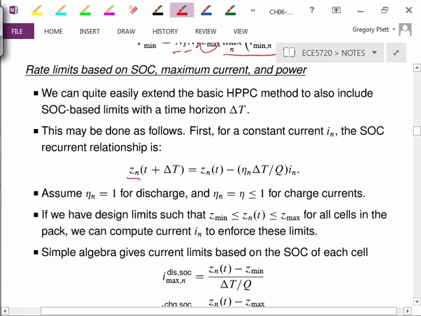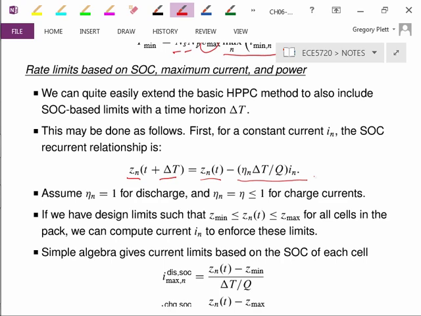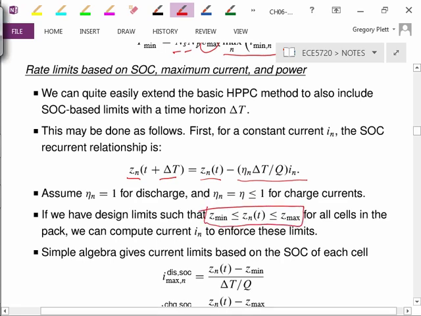So Z sub n, the state of charge of cell n, delta t seconds in the future is the state of charge right now, minus the Coulombic efficiency times delta t over Q, all times the current going through this cell. And we can assume that the Coulombic efficiency is 1 for discharge and some value eta, which is less than or equal to 1 for charge currents. So if we have some a priori design limits on SOC that state you should never get SOC lower than Zmin or bigger than Zmax, we can also compute current to enforce these limits.